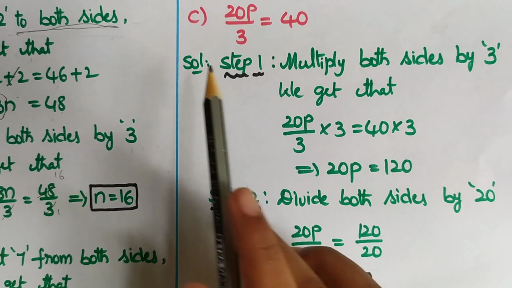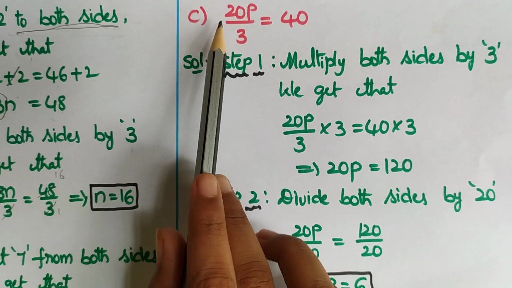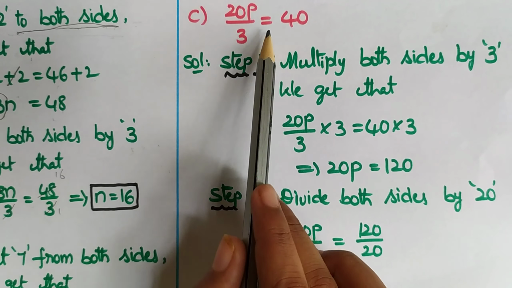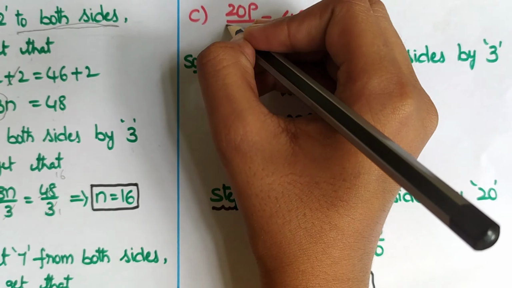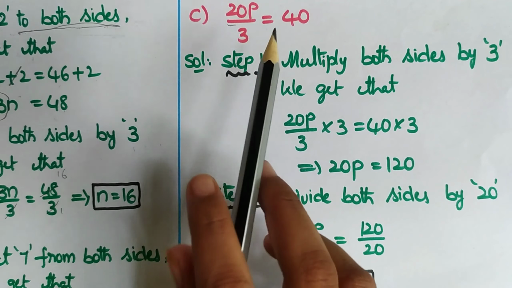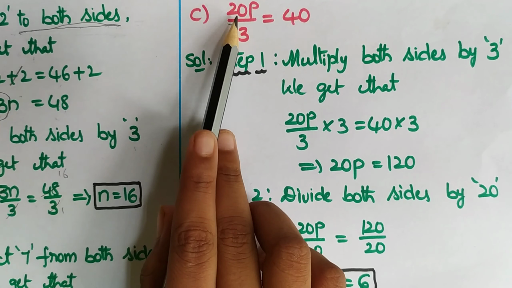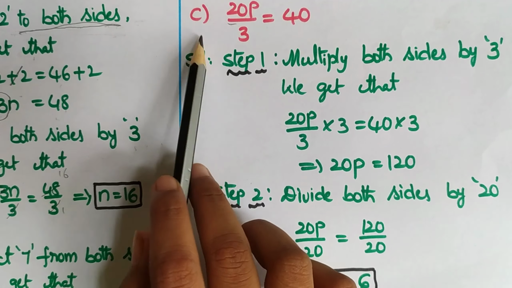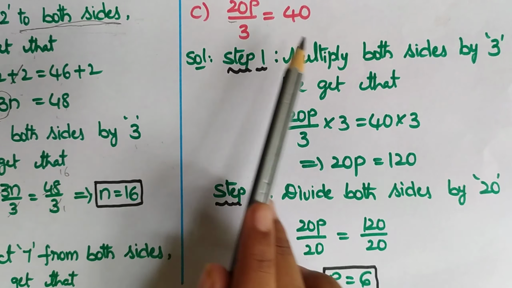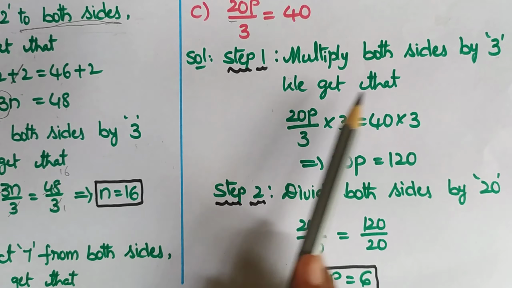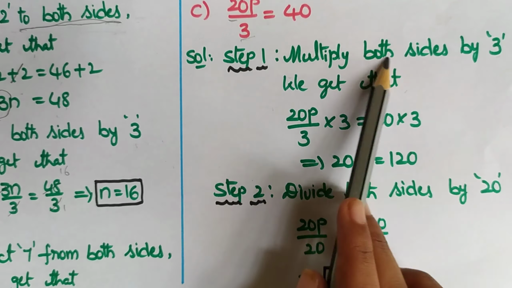Okay friends, now let us see C bit. 20p by 3 is equal to 40. See here friends, here it is division. That means we have to do anything opposite to division. Anything opposite to division is multiplication. So step 1 is multiply both sides by 3. We get that. Here it is 3, so multiply both sides by 3.